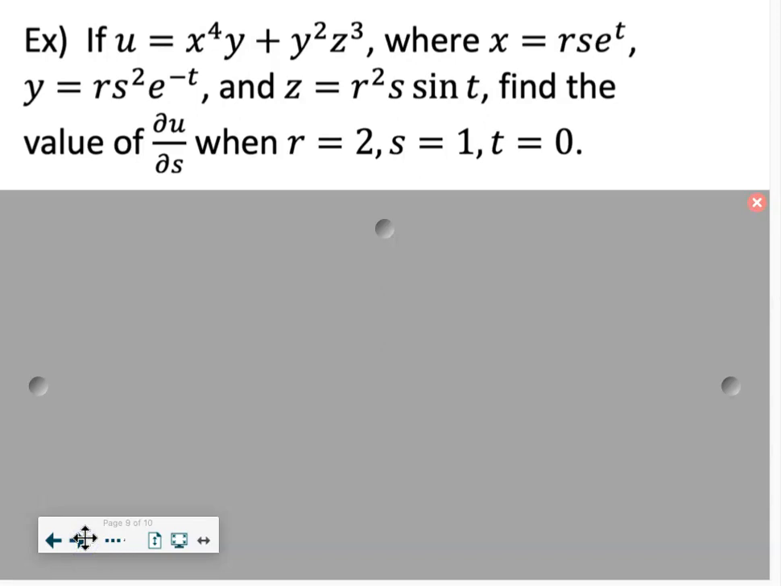If u equals x to the fourth y plus y squared z cubed, where x equals rs e to the t, y equals rs squared e to the negative t, and z equals r squared s sine t, find the value of partial u partial s when r is 2, s is 1, and t is 0. So you have 3 input variables for your main function, and then each input variable has 3 input variables.